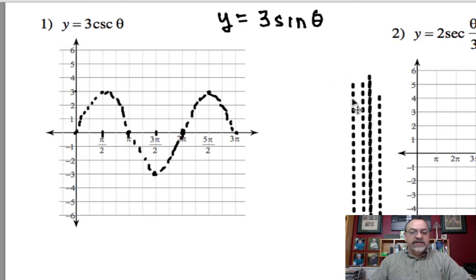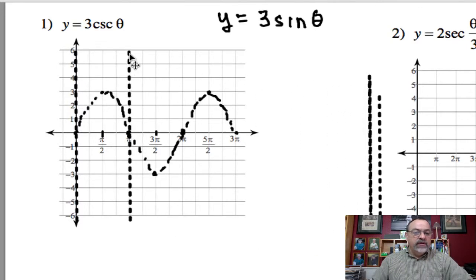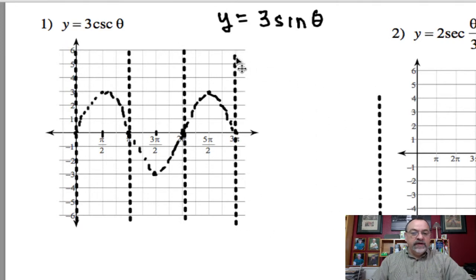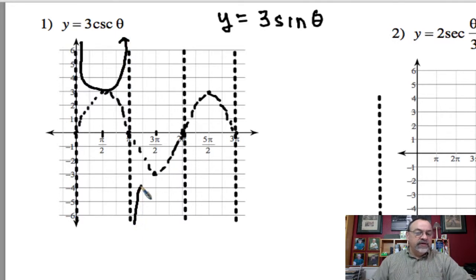Now that I have this sketched, I know where the asymptotes occur for the cosecant because it occurs wherever this is 0. So there's going to be an asymptote here where the sine value is 0, here where the sine value is 0, here, and here. And then I know that when the sine value is increasing, the cosecant is decreasing, and it is the same value, and then reaches back up here, and then over here. It climbs while it's falling, and falls while it's climbing. I don't know if that makes sense, but you get the idea.